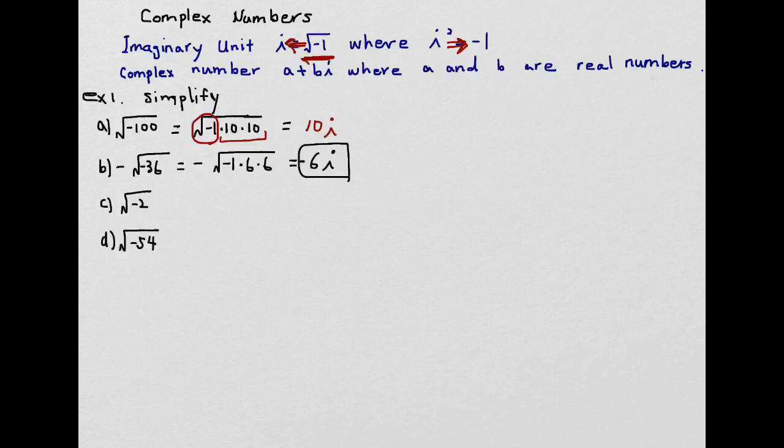What about the next one? This is the same as the square root of -1 times 2, where the square root of -1 you can convert into i. But the square root of 2, since you cannot simplify further, you will just leave as it is.